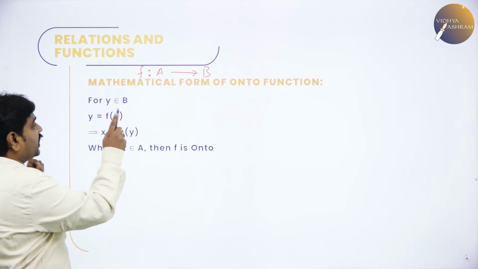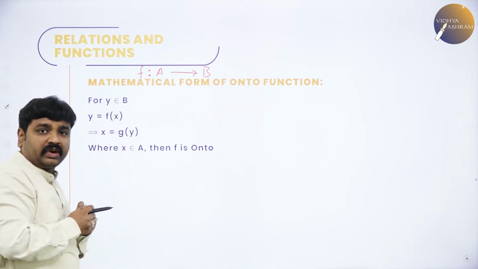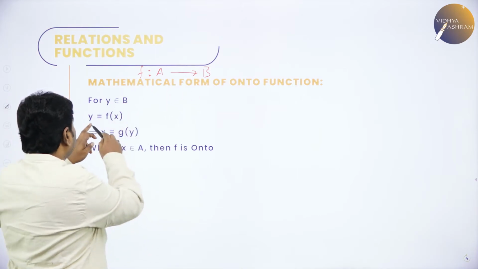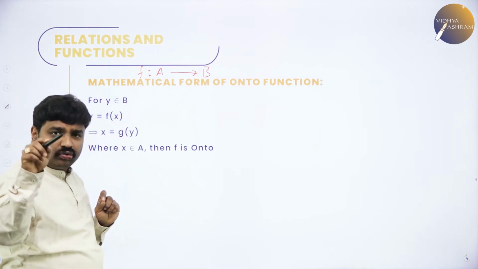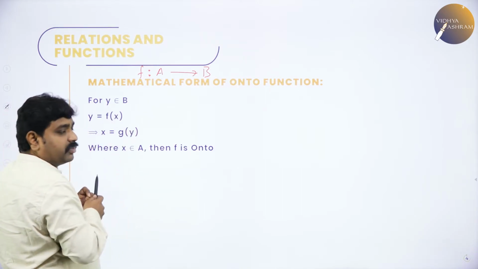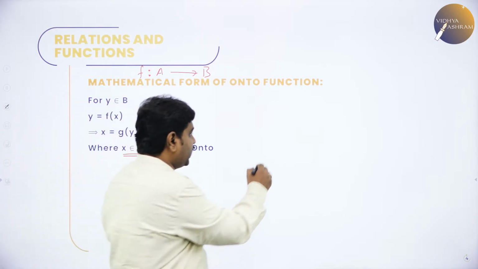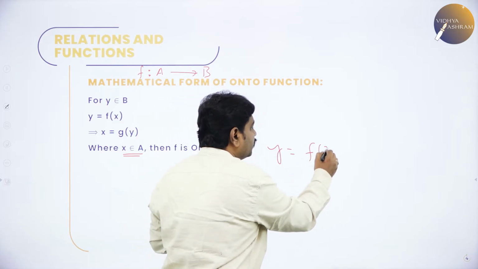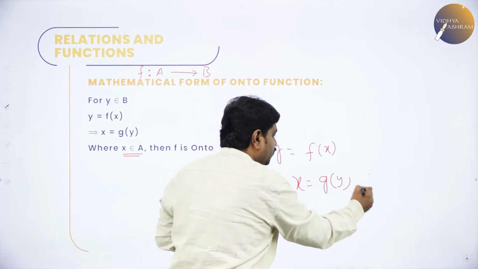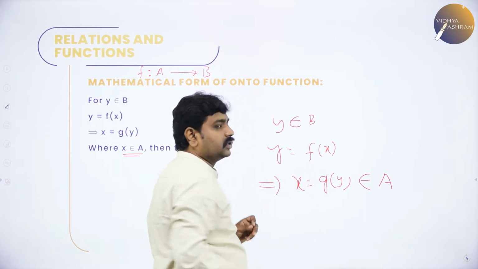I take an element belonging to codomain. Take y belongs to B. Take y belongs to what? B, the codomain, second set. And assume y is equal to f of x, and solve for x. On solving, x will become g of y. X will become a function of y and that should belong to the domain. So the method is simple. Take y is equal to function of x, further solve and get x, and that x will be a function of y and should belong to the domain, and y in the beginning should belong to the codomain. This is the method.